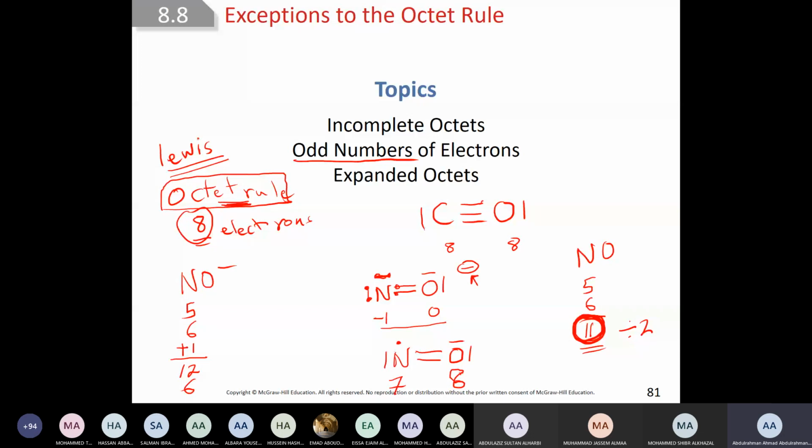Now, next, incomplete octet. 2 elements in your periodic table. Look at your periodic table. B, Be, and B. Look at them in the periodic table.